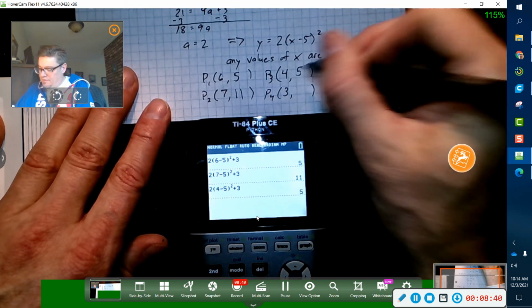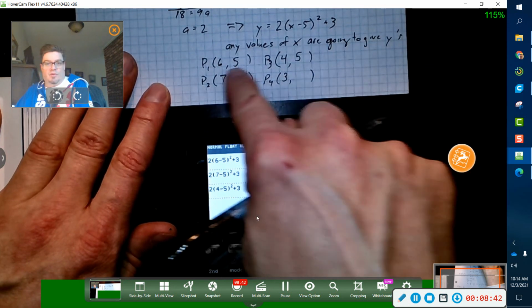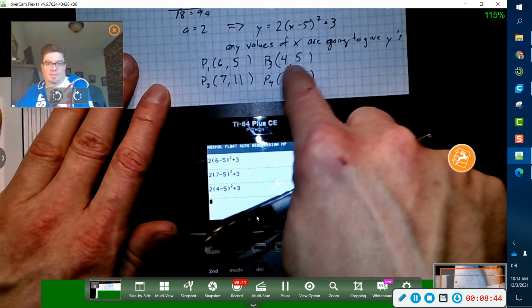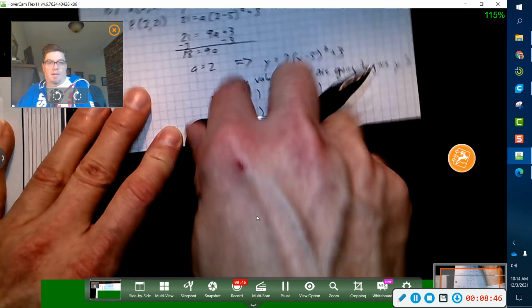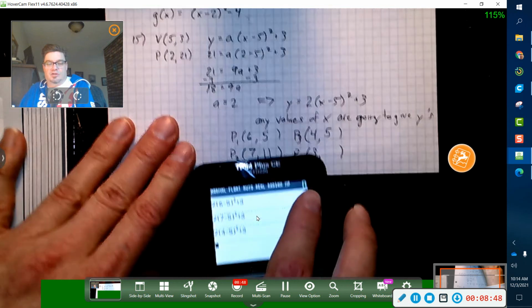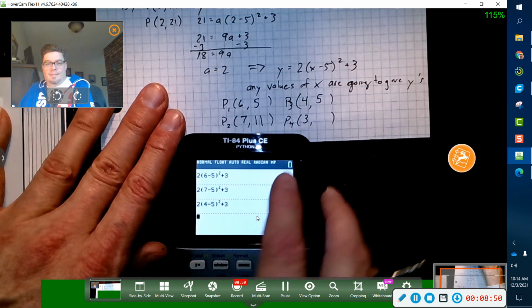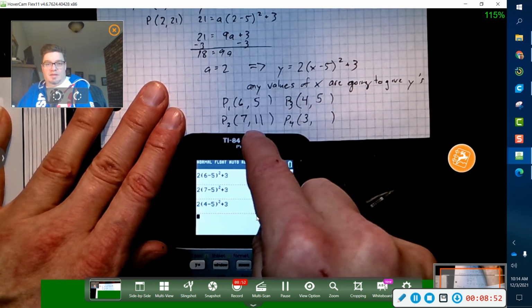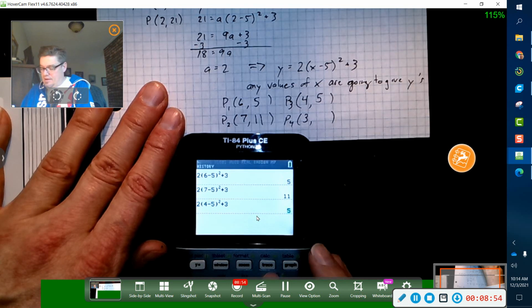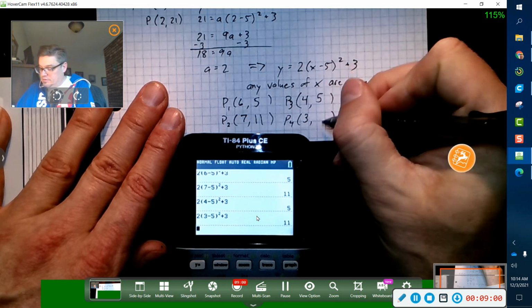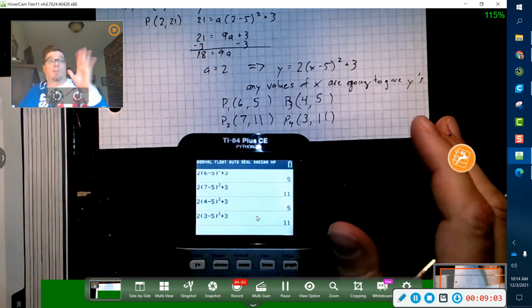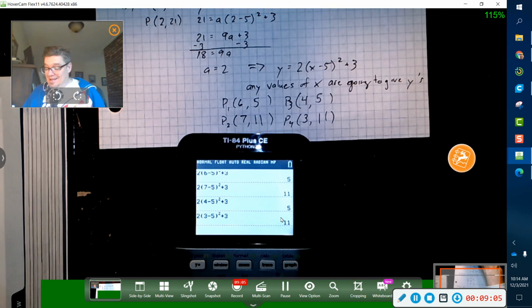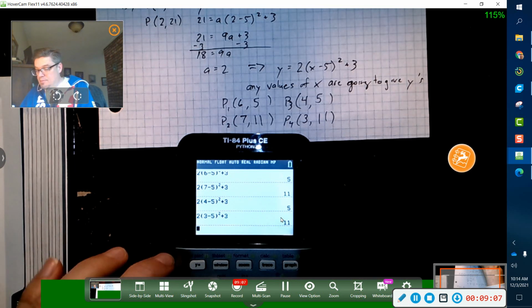I get 5. Okay, notice they're right there. So same output because 4 and 6 are on both sides of the vertex, so they should mirror themselves. And 3 should actually mirror this guy. So we're going to verify that. Plugging in a 3, I better get 11. And there's 11. Okay, so there's 4 points for you. Alright, that's it. That's the game. And move on to the next sections.